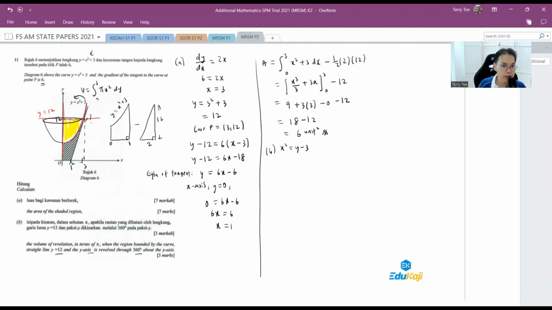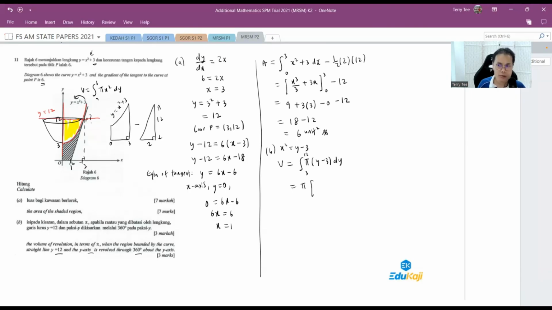And you can see for this curve y equals x squared plus 3, your y-intercept is actually 3. So I know I have to integrate from 3 to 12. So your volume will be integrate pi, put your x squared inside, y minus 3 dy, because I'm rotating about the y-axis. Lower limit 3, upper limit 12. Let's take out the pi.